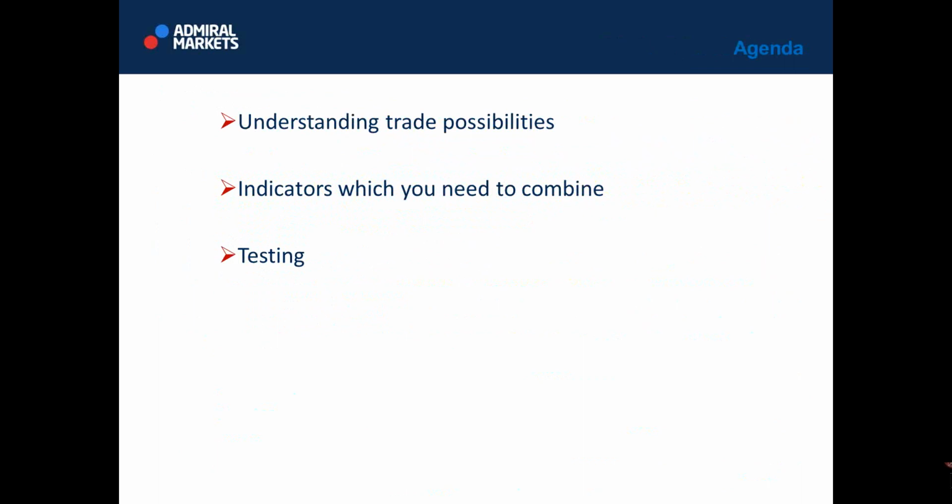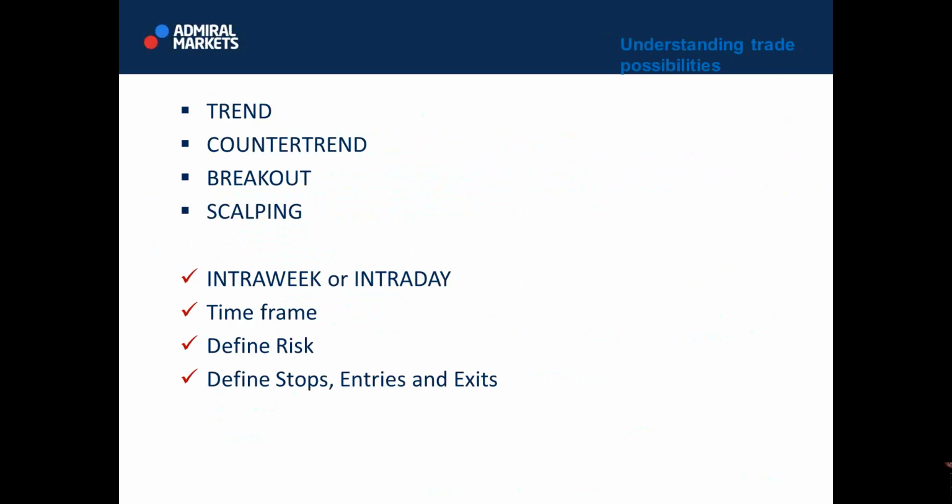So today, about how to create your own system. Understanding trade possibilities, indicators which you need to combine, and testing. First of all, when you want to make a trading system, you need to decide whether you will trade trend or maybe counter trend, breakout, or maybe scalping. It differs a lot, because trend trading is a lot different from counter trend trading, and it's also different from breakout and scalping. So you need to know whether you will trade all of them or maybe just one of them. Most of those systems which you can find over the internet are usually trend following systems. But the Forex market is full of opportunities. So maybe you're interested in creating counter trend or breakout or scalping.